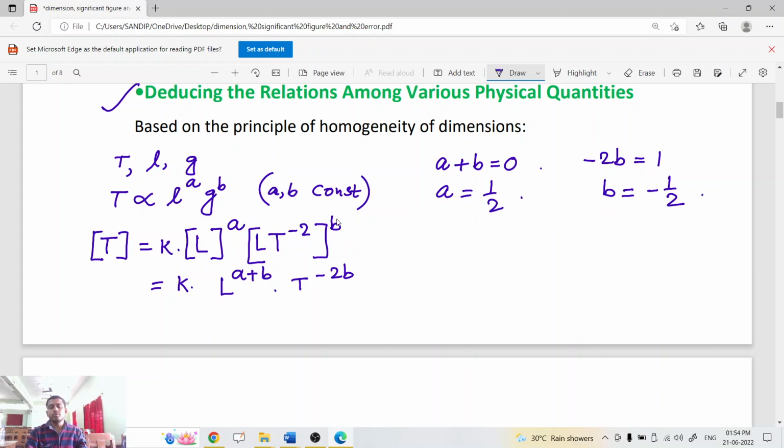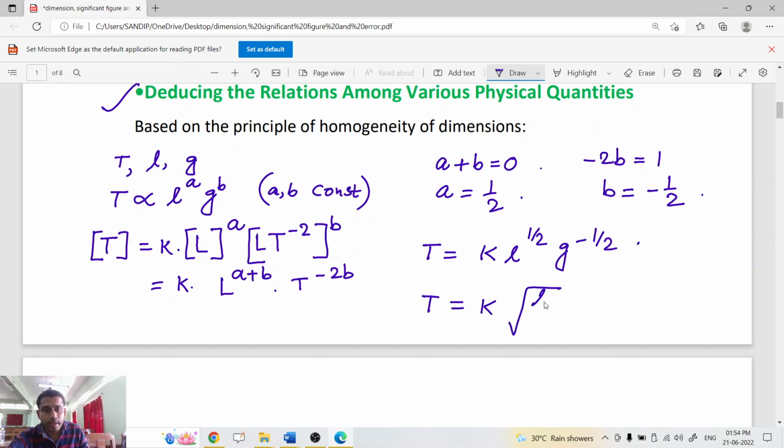Now, a and b we take as arbitrary constants, so by comparing the dimensions on both sides, we easily find the magnitudes of a and b. Now just put the values. So T is equal to k l to the power half and g to the power minus half. So the relation is T is equal to k root under l by g. This is the relation between time period, length and acceleration due to gravity. In this way, using dimensions we can find out relations.